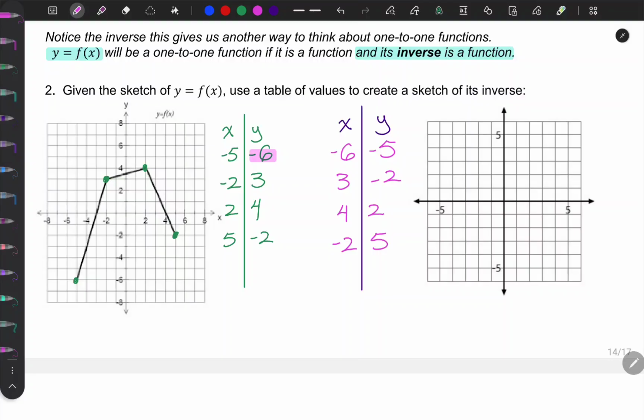Now we can plot these points and connect them and see what our new graph looks like. So we've got a point at negative 6, negative 5. That is going to connect to 3, negative 2. And I'm going to connect them as we go, just so we can keep the shape of the graph preserved. Then we go to 4, 2.